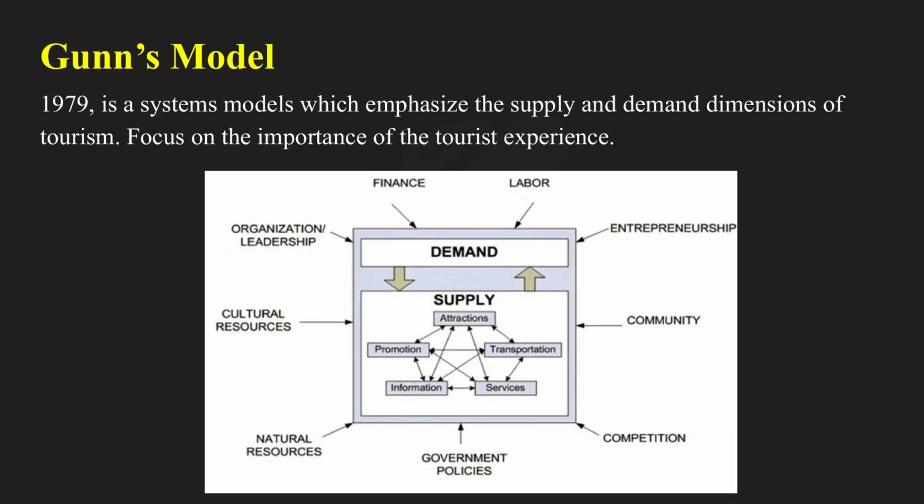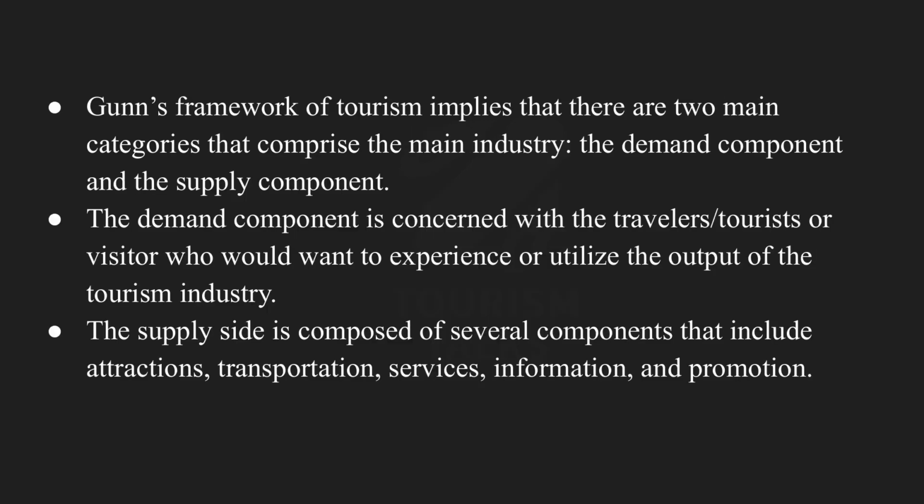Gunn's model. Developed in 1979, it is a systems model which emphasizes the supply and demand dimensions of tourism. At the same time, it focuses on the importance of the tourist experience. Gunn's framework of tourism implies that there are two main categories that comprise the main industry, the demand component and the supply component. The demand component is concerned with the travelers or tourists or visitors who would want to experience or utilize the output of the tourism industry.